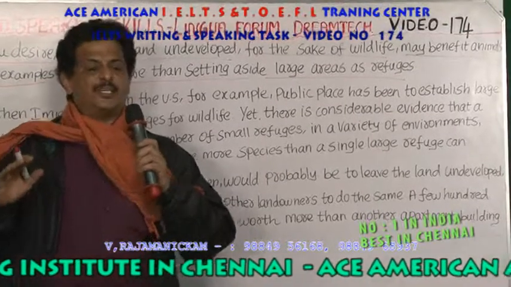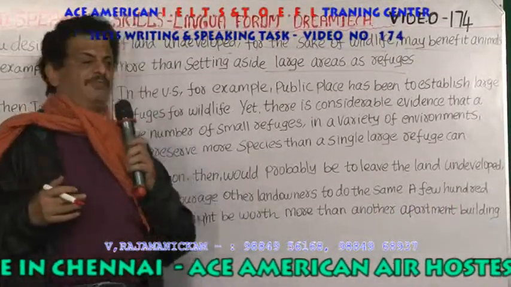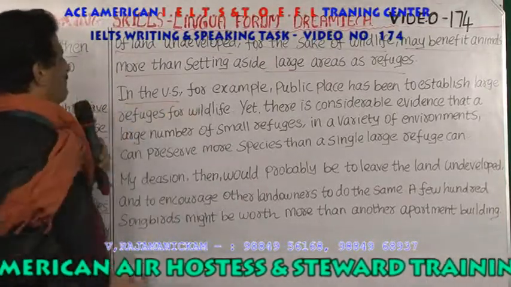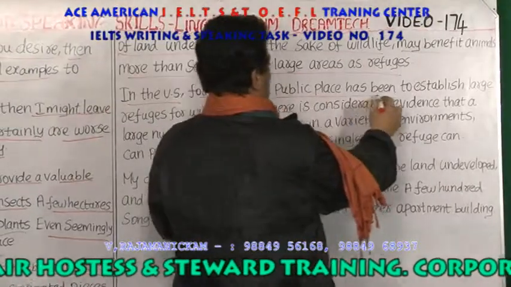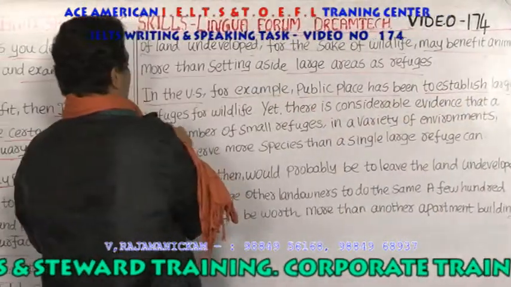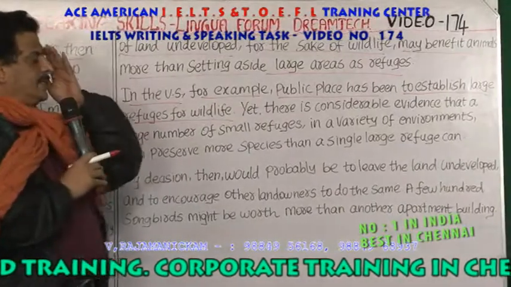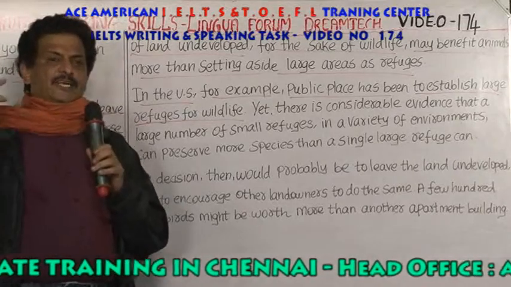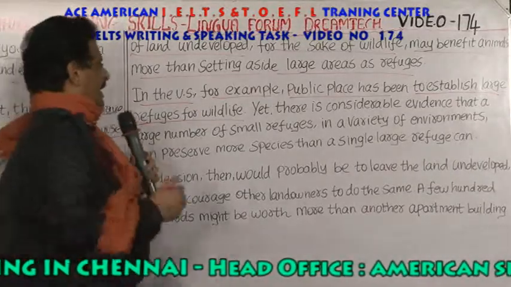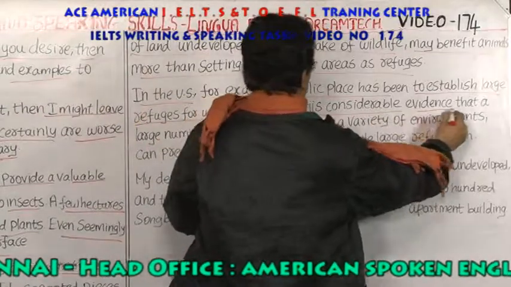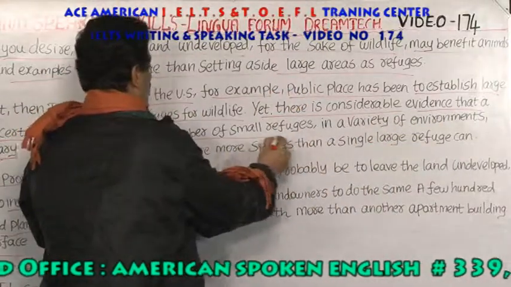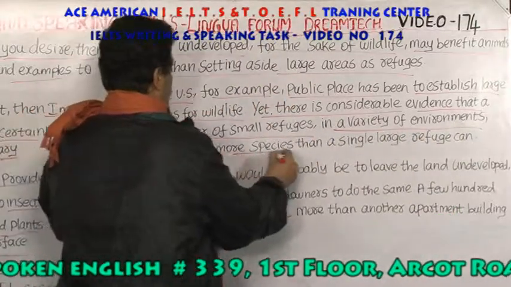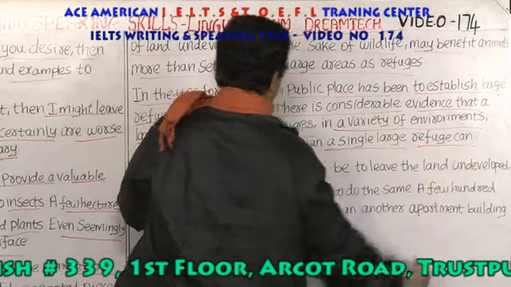That'll be a great service you do for the environment. And coming to the next paragraph, he says, in the USA, for example, public policy has been to establish large refuges for wildlife. So in the USA, they made it a habit that empty spaces should be left for wild animals. Yet there is considerable evidence that a large number of small refuges in a variety of environments can preserve more species than a single large refuge can.